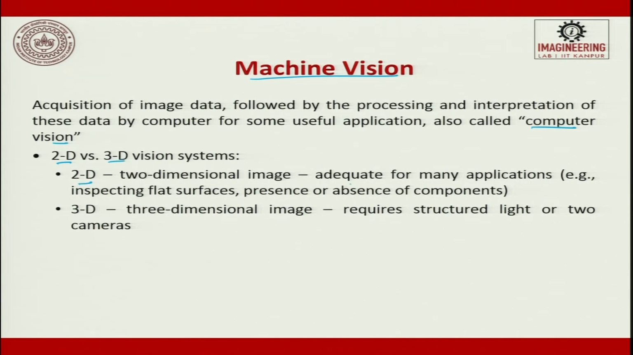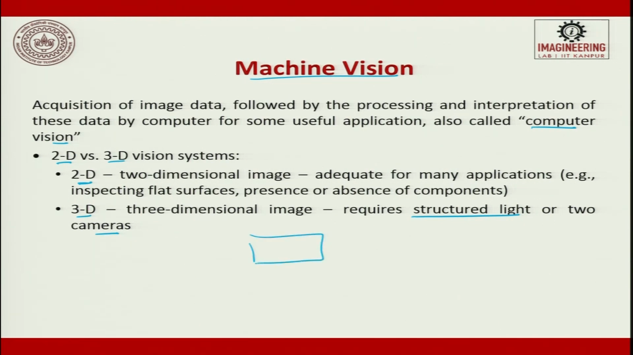2D vision systems are adequate for many applications, for example inspection of a flat surface, or the presence or absence of a component; we use a 2D vision system. But nowadays 3D vision systems have also come into existence, which require structured light or two cameras to measure a three-dimensional image.